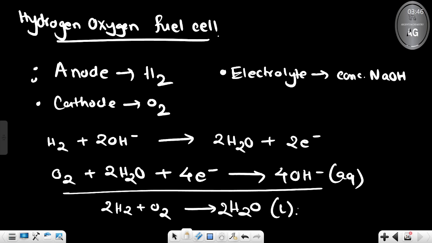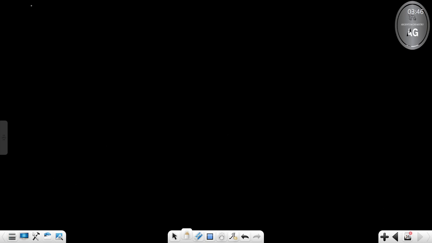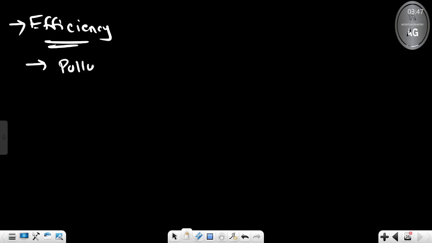So this is an eco-friendly mode because from here I am not getting any pollutants. But there are some limitations and there is some efficiency. So questions might be asked based on efficiency and based on the demerits of this. Efficiency, you can see this is a very high efficiency. Second, it is pollution free because the products are all good. Then continuous supply, because this reaction takes place continuously.